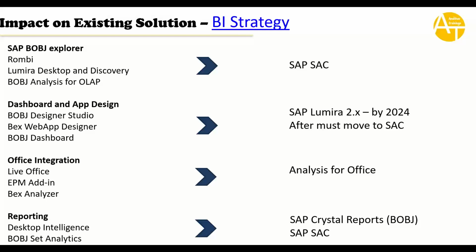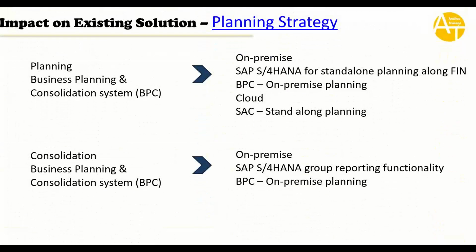Finally, for reporting, you have Desktop Intelligence and BobJ SAP Analytics. So you can continue to use BobJ Crystal Report for some more time, but eventually you all have to go to Analytics Cloud for the reporting purpose as well. So you can see for BI, what is BI? If some of you are new to BI, I'll explain what is BI in coming chapters. You'll understand the entire BI process. This slide is mainly for those who are using these existing solutions. So eventually for most of the BI activities, you have to move towards SAP Analytics Cloud. There is no choice.